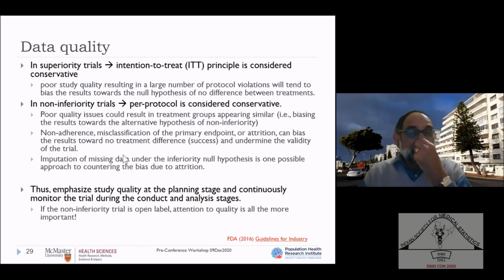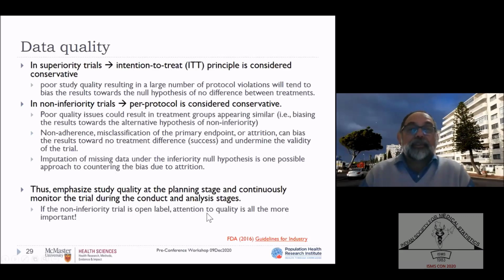So this is something to consider when you're doing the analysis at the end of the trial, that you have to do it per protocol and you may have to impute the data that is missing, okay? So what people do, to avoid missing data and to avoid having poor quality data, we always emphasize, especially in non-inferiority trials, that you must emphasize the study quality and continuously monitor the trial.